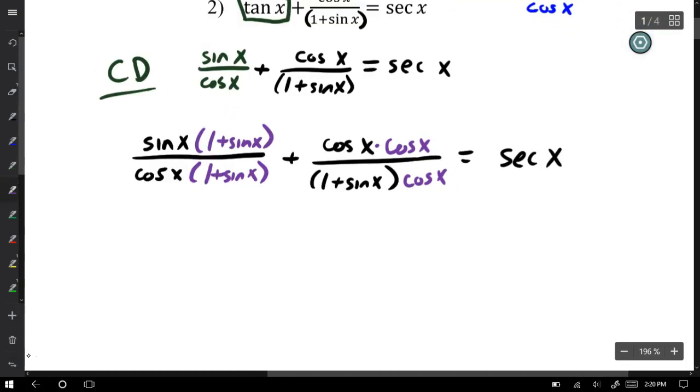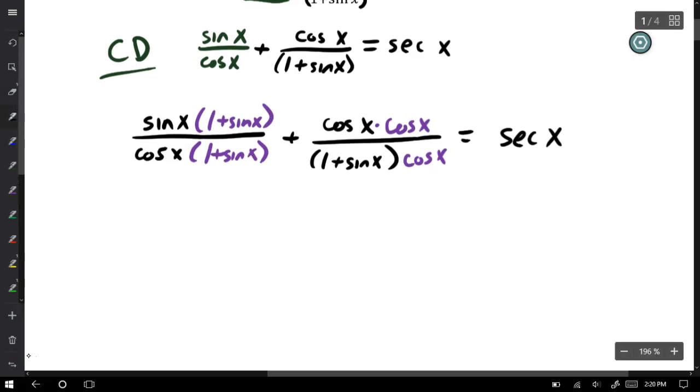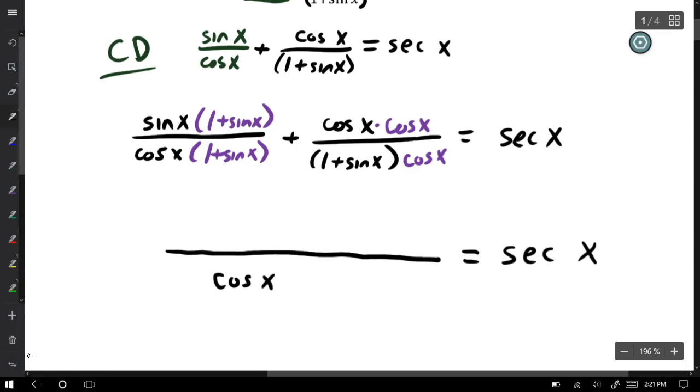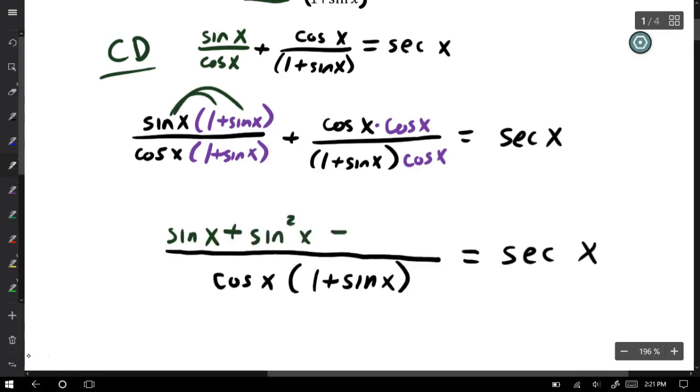So now, again, it looks complicated, and it is. You're going to have to just do a lot of simplifying to get it down. But notice I created common terms, so let's see how that helps. I'm going to keep the bottom in factored form: cosine of x, 1 plus sine of x. It's going to make it easier to keep your common denominator there. Factor. And I'm going to distribute the top. Sine of x times 1 is sine of x. Sine of x times sine of x is sine squared of x. And then cosine times cosine is cosine squared of x.